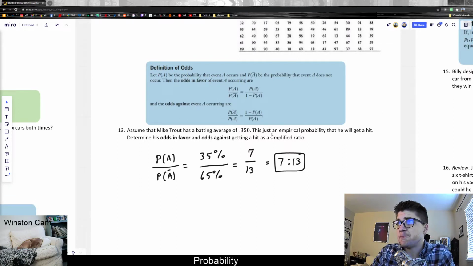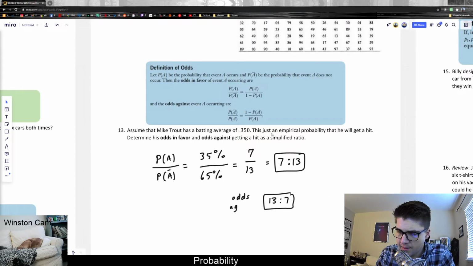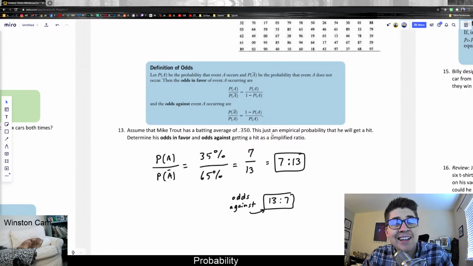And the odds against would always be exactly the opposite, which would just be the probability the event does not occur divided by the probability the event does occur. So odds against would be written this way. Basically 13 times he's not going to get a hit, whereas 7 times he would, based on that percentage.